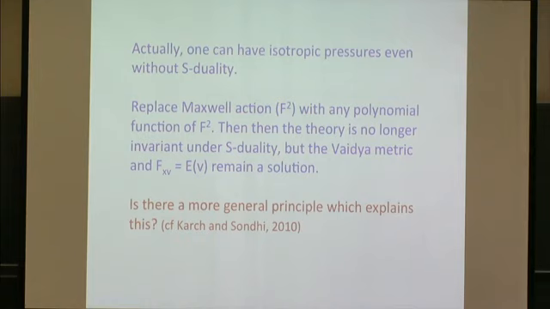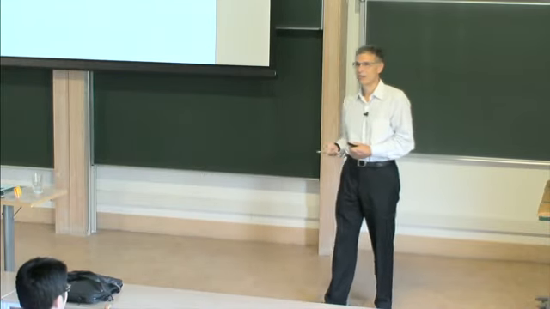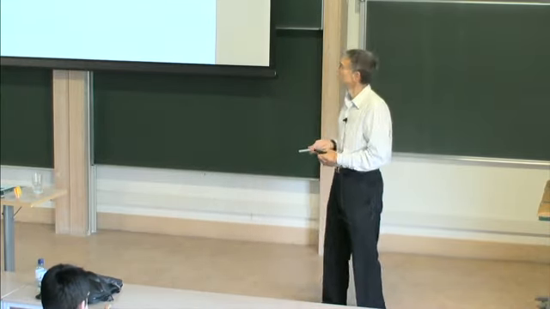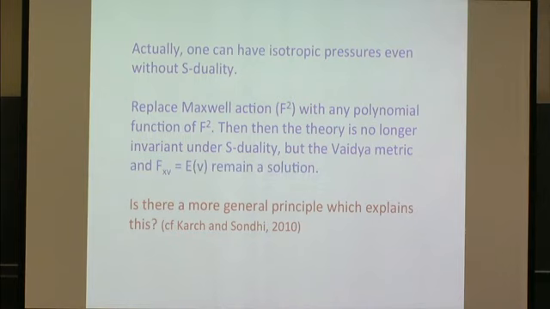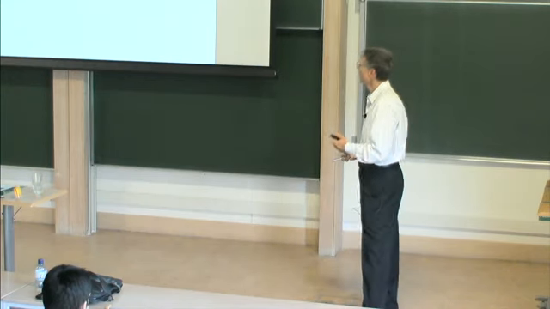And this raises a question now: is there a more general principle? So it's not just S-duality which is implying isotropy. It's something more general which implies isotropy. And this was a point also raised by Karch and Sonner when they were discussing generalizations of the DBI action for nonlinear electrodynamics.